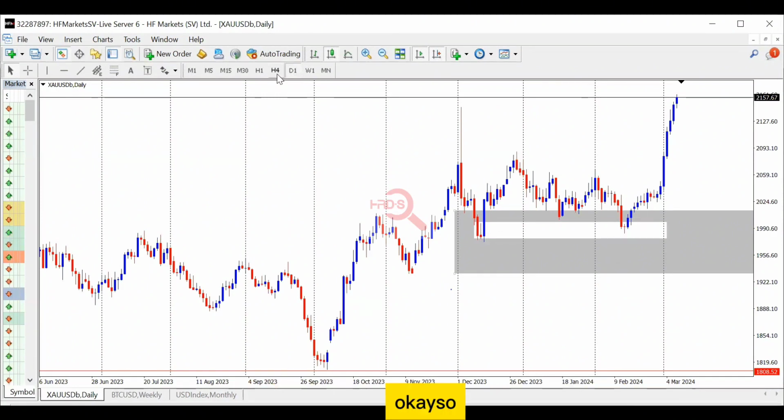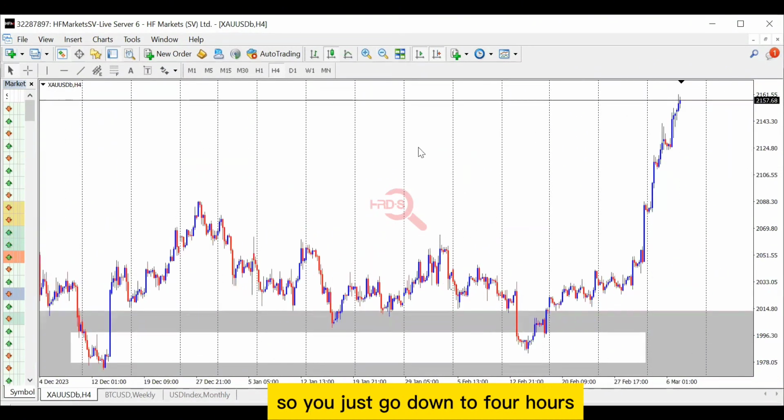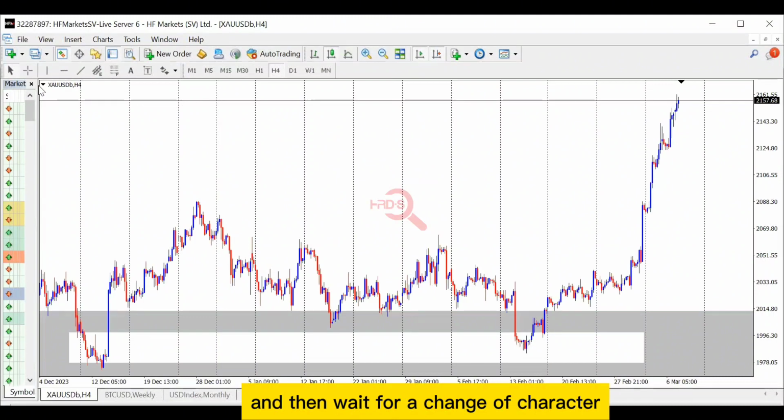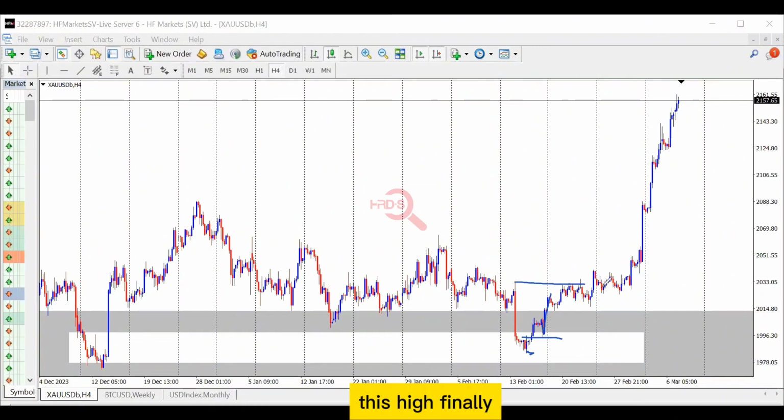Okay, so we go down to 4 hours, we'll see what happened there. So you just go down to 4 hours and then wait for a change of character in 4 hours inside your zone of interest. As you can see, we started a minor change of character, retested, and then we went and broke above this high finally.